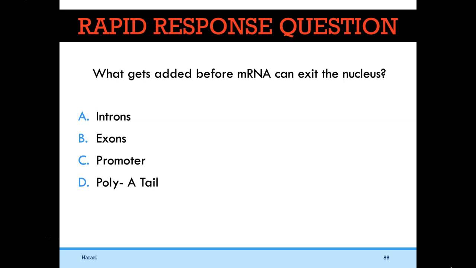The answer is D. And pause here. What gets removed? The answer is A.